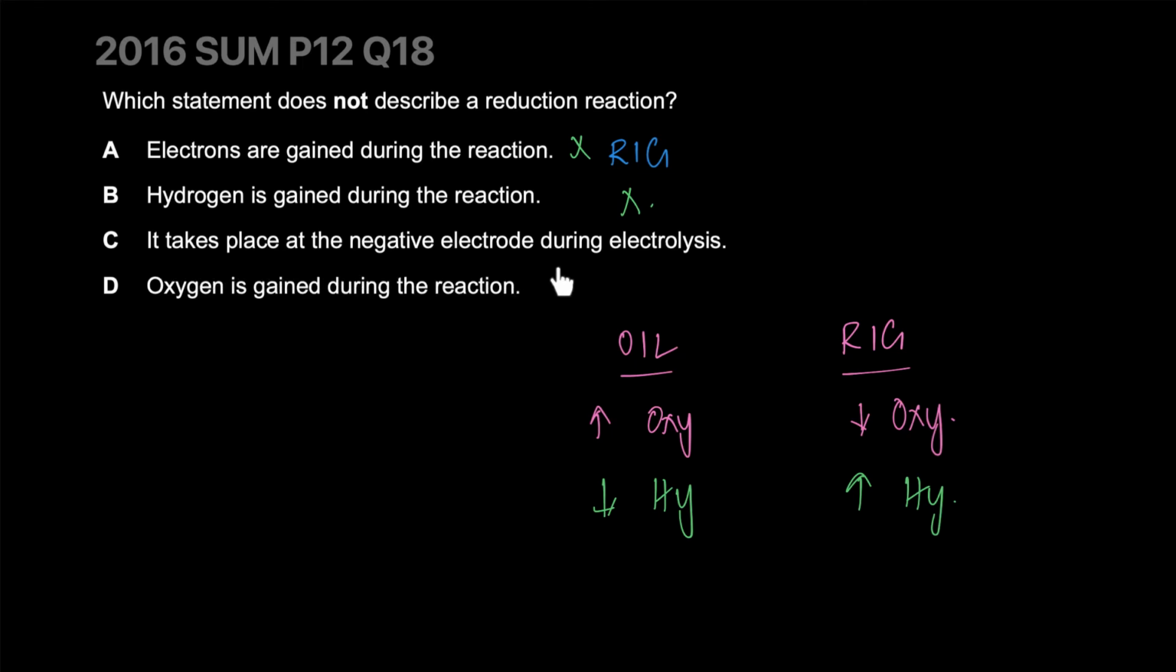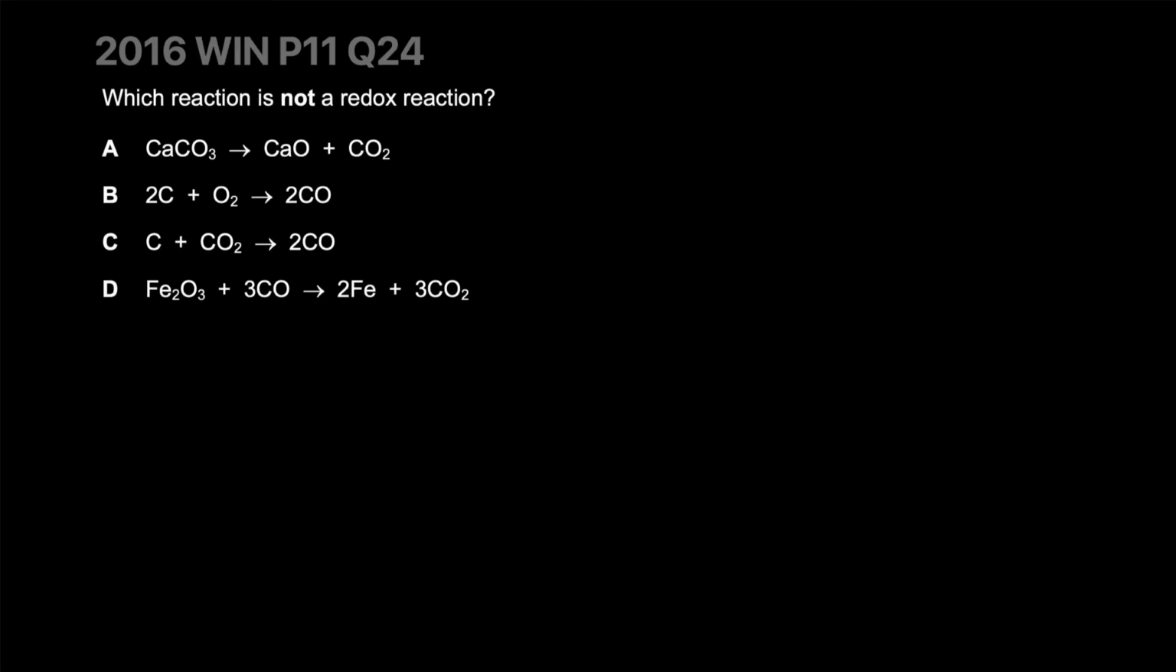It takes place at the negative electrode during electrolysis. So in electrolysis, the negative electrode has a negative charge and a positively charged ion will be attracted to it. So that's going to be Cu2+ being attracted to 2 electrons to give you Cu. And that looks a lot like reduction to me, so that's also wrong. So we're left with D, and it's pretty straightforward. Gain of oxygen is actually just oxidation. It's in the name, right? So our correct answer is D.